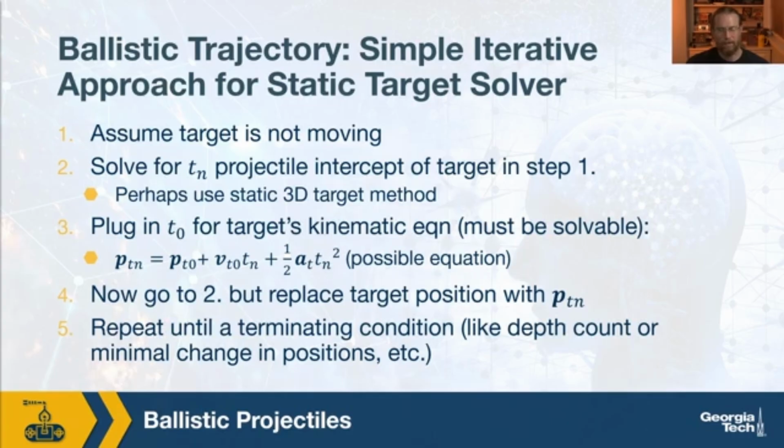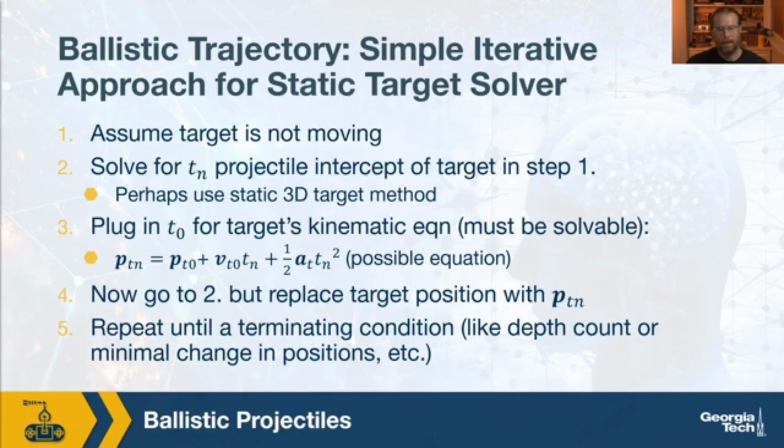So again, we're using this algorithm that's meant for static targets, and we're saying the target is in a new place now. So we take that new position, plug that back into our algorithm in step 2. We just have this new position, so we're going to solve for t again, and we're going to refine our t value.